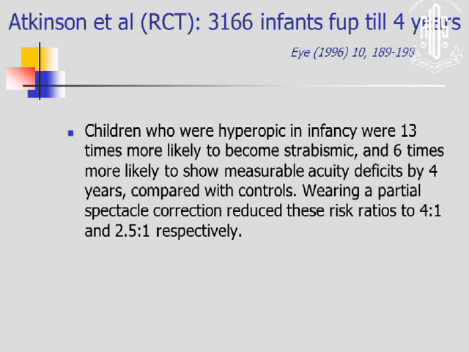Now, a large randomized controlled trial of almost 8,000 kids, this is one part of the study, realized that children who were hyperopic in infancy were 13 times more likely to become strabismic, 6 times more likely to show measurable acuity deficits by 4 years compared to controls. And wearing a partial spectacle correction reduced this risk to 4:1 and 2.5:1 respectively. So the 13 times is reduced to just 4 times. So there is a significant improvement in the risk by wearing at least a partial spectacle correction.